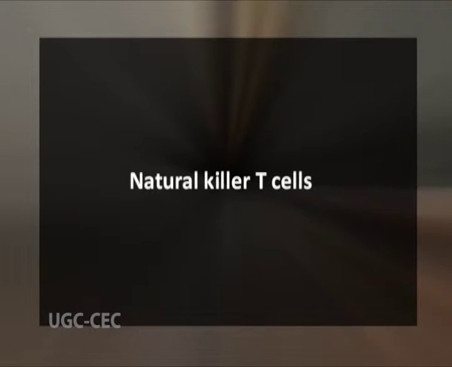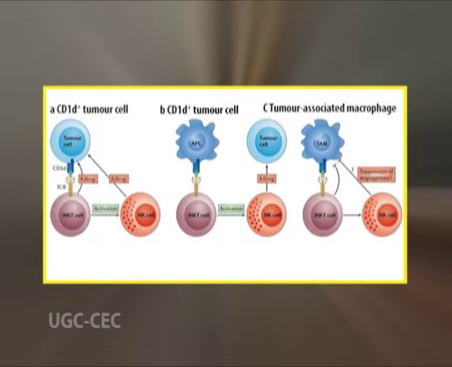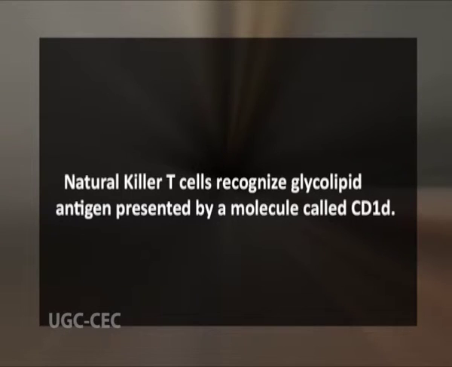And number 6 is natural killer T cells. Natural killer T cells, or NKT cells, not to be confused with natural killer cells of the innate immune system, bridge the adaptive immune system with the innate immune system. Unlike conventional T cells that recognize peptide antigens presented by major histocompatibility complex molecules, NKT cells recognize glycolipid antigen presented by a molecule called CD1d.